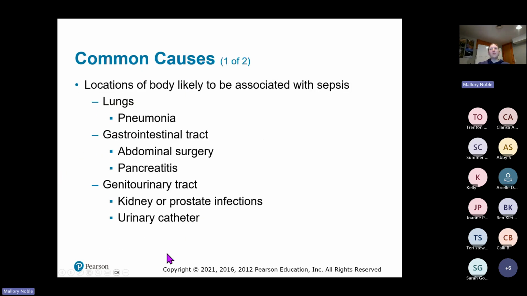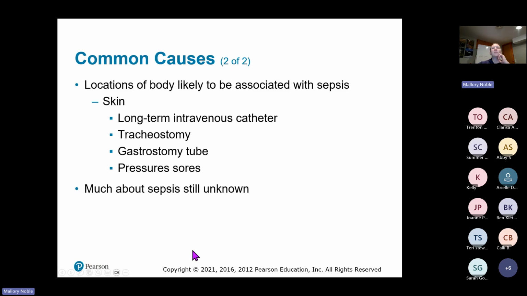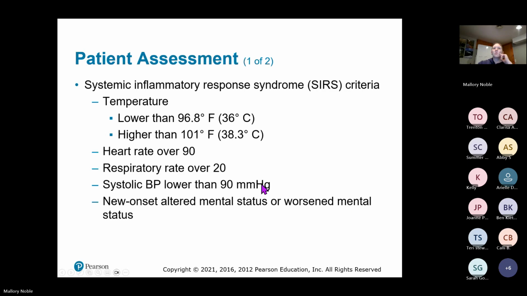So I just kind of mentioned all of that, right? It can be caused by any infection, but these are the common ones. So, SIRS criteria. This is more of a hospital-focused criteria. It doesn't mean that you won't come across it in EMS, but it's definitely not as common.